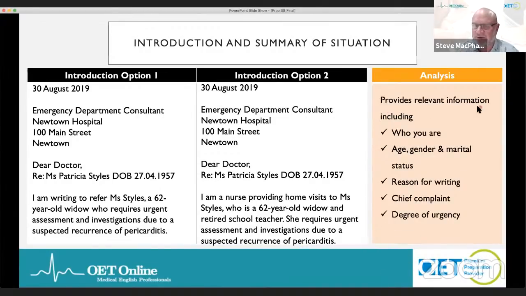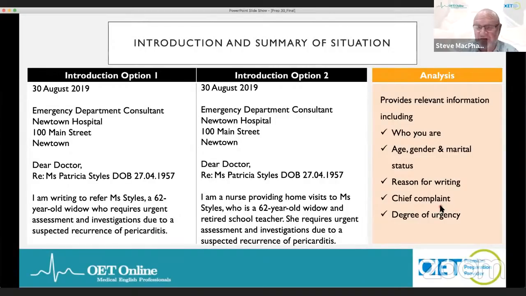Let's analyze it a little bit. Well, the second one says who you are. The first one doesn't. They both got the age, the gender, marital status. Well, one says just a widow. The other has a bit. The second one's a bit more detailed, but they're both effective, everyone. I wonder, let me ask you, the viewers, do you have a preference? Imagine you're the reader. Which would you have a preference for? Option one or option two?